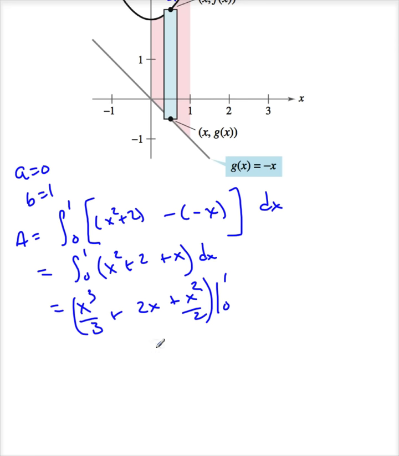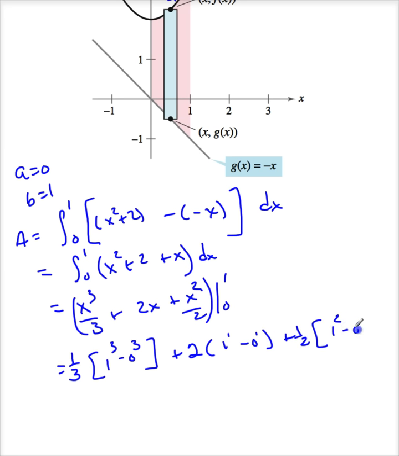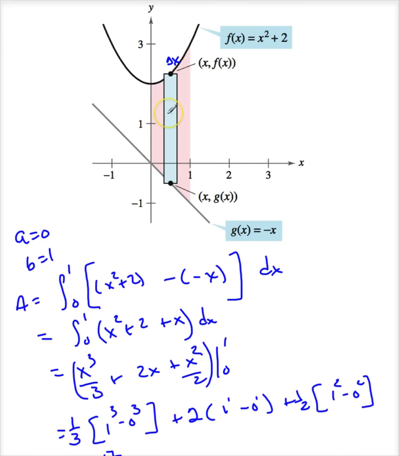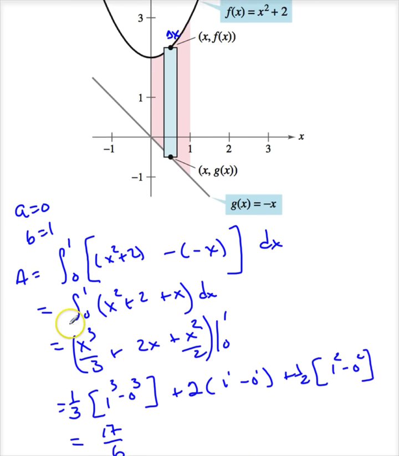So when I plug these in, I want to factor out this 1/3. So this is 1 cubed minus 0 cubed, plus 2 times 1 to the first minus 0 to the first, plus 1/2 times 1 squared minus 0 squared. And if I solve this, it's going to wind up giving me 17/6. Now, another thing I want to point out, areas between curves is always positive. An area between the curves is always going to be positive.